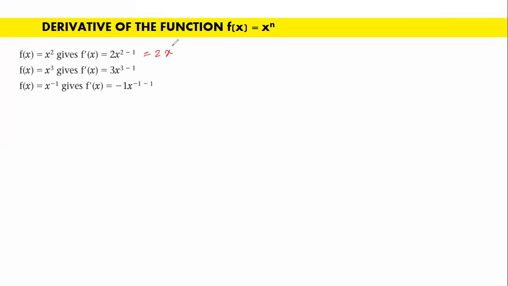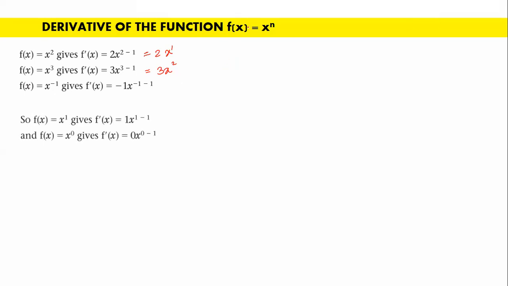This one I can write as 2x to the power 1, and this one I can write as 3x to the power 2. And similarly, when f(x) is 1 over x or x to the power minus 1, it gives us f'(x) as minus 1 times x to the power minus 1 minus 1, which simplifies to minus 1 x to the power minus 2.